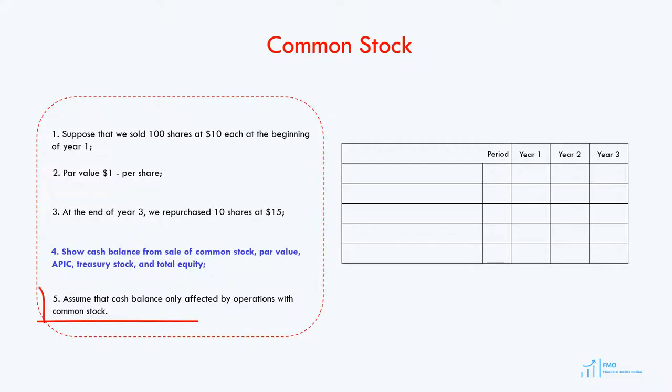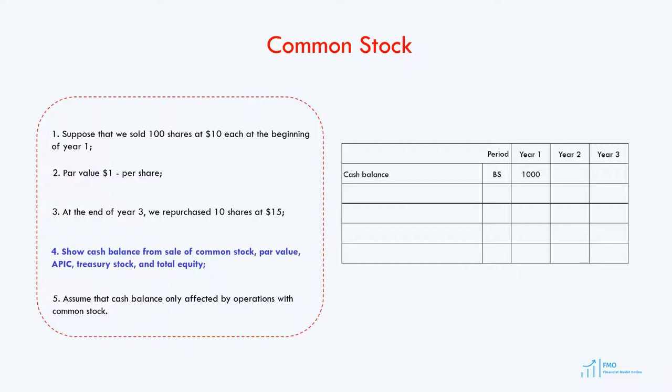And we have to assume that the cash balance is only affected by the operations with common stock. So there is no other operation that can impact the cash balance except the sale of shares to investors. We start with the cash balance, and since we sold 100 shares at 10, this means that we were able to raise 1,000. So the cash balance will be 1,000 in year 1.